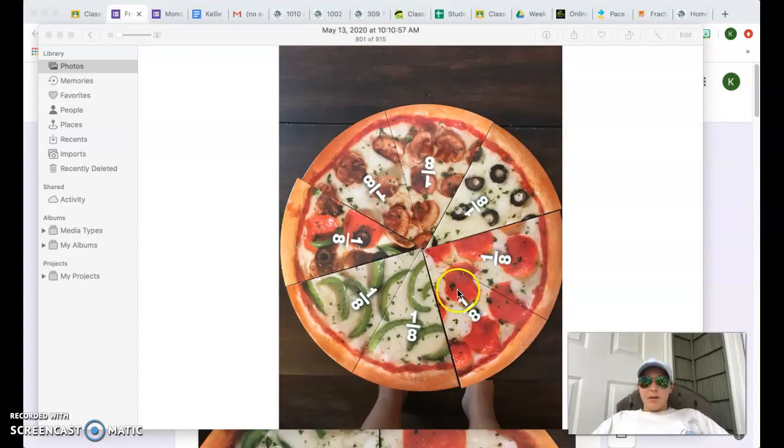2/8 of the pizza because there are 2 out of 8 pieces with pepperoni. Let's say I asked you what fraction of the pizza had only green peppers on it. That would also be 2/8 because 2 out of the 8 total pieces have green peppers on them. If I asked you what fraction of the pizza had everything on it, you would look at this piece, and 1/8 of this pizza has everything on it.